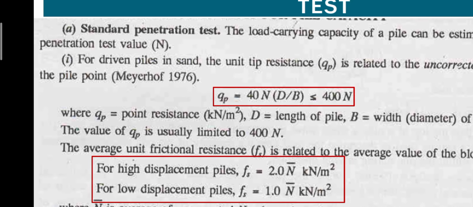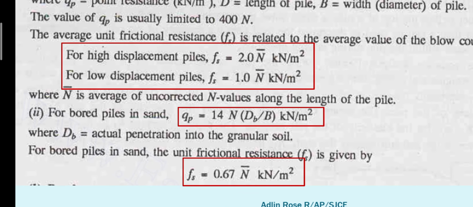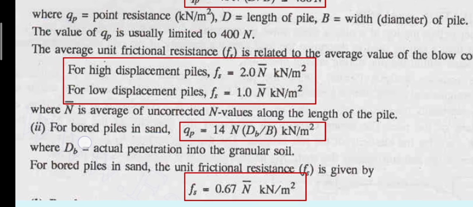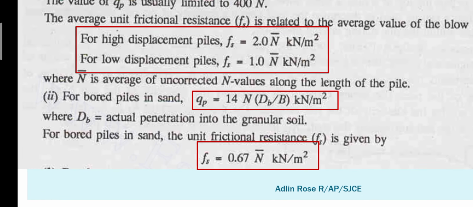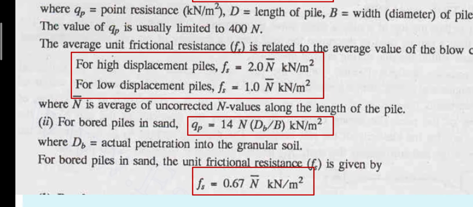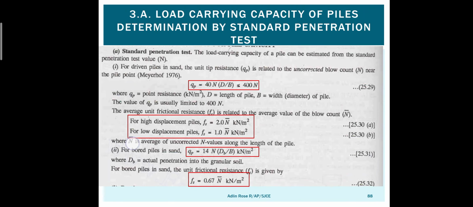Here, if it is a driven pile, it is 40. When it is a bored pile, it is going to be 14 N into Db by B. Db is the actual penetration. There, D was the length of the pile; here it is the penetration of the pile in the soil. And then for the fs formula, for driven piles we had 1 N bar and 2 N bar. Here we have 0.67 N bar. Using this, we will be solving problems with penetration test values.